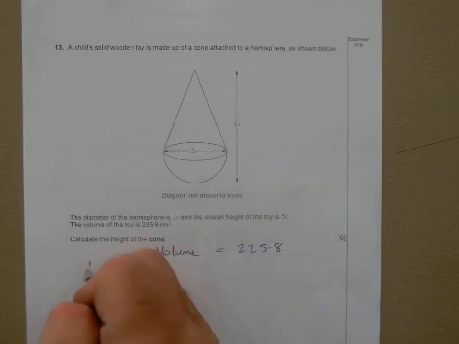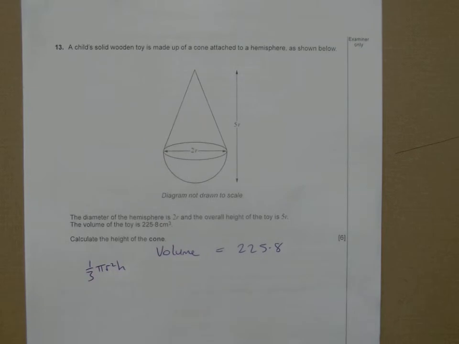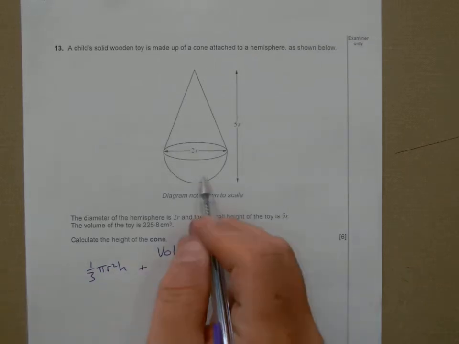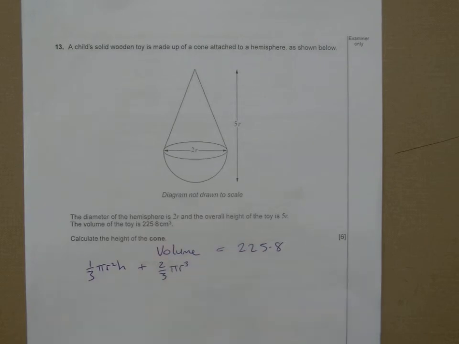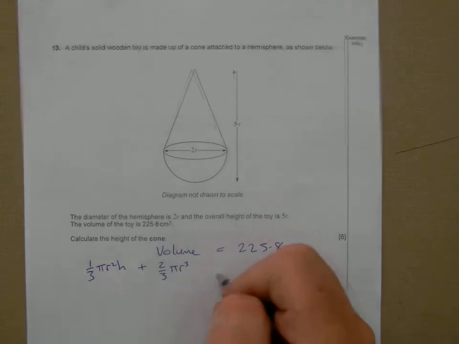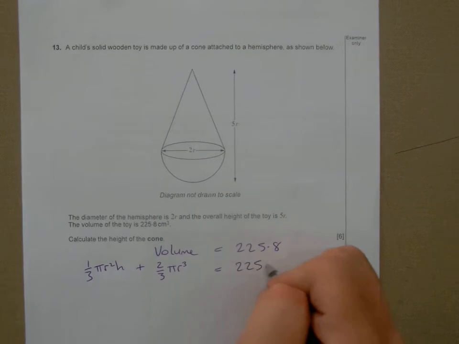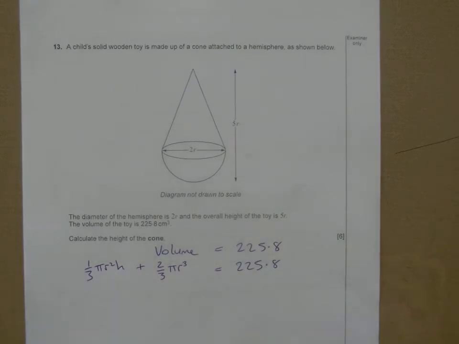So I can put the formulas for a cone, which make up the volume, which you get from the formula sheet on page 2. Then the formula for a hemisphere. Now, hemisphere is not on page 2, but they do give a sphere. The sphere is 4/3 pi r cubed, so a hemisphere is 2/3 pi r cubed. It's just half of it. So instead of 4/3, you have 2/3. So the overall volume is made up of the cone and hemisphere, and it totals 225.8.